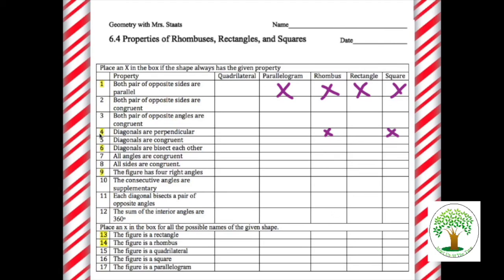Number 6, the diagonals bisect each other. Which one did we write that on? We might have written that even last week. Parallelograms. So we wrote it on parallelograms right there, so everything that is a parallelogram, it applies to that. Is a rhombus a parallelogram? Yes. Is a rectangle a parallelogram? Yes. Is a square a parallelogram? Yes. All right.